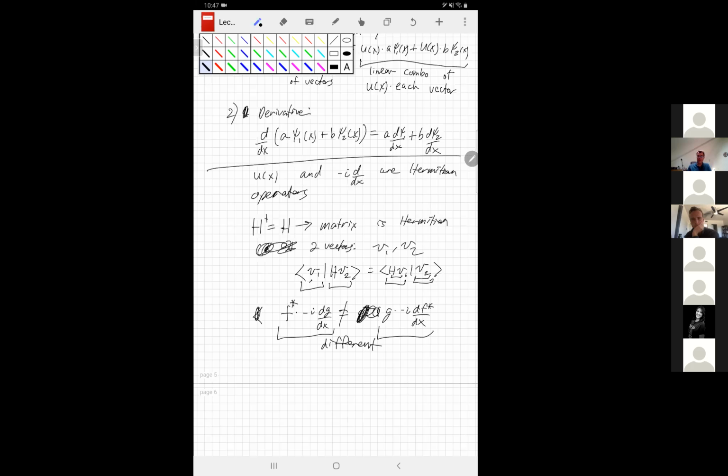So you're thinking, okay, if these two things are different, if taking the derivative of one function and multiplying the other is not the same as doing the derivatives in the reverse order, then how can I say that this operator is Hermitian? Remember, hermiticity is a property of inner products.